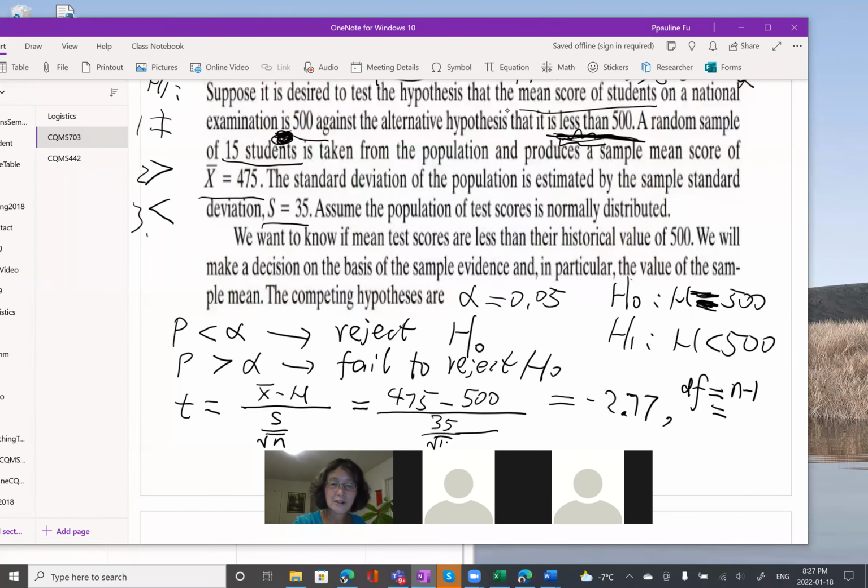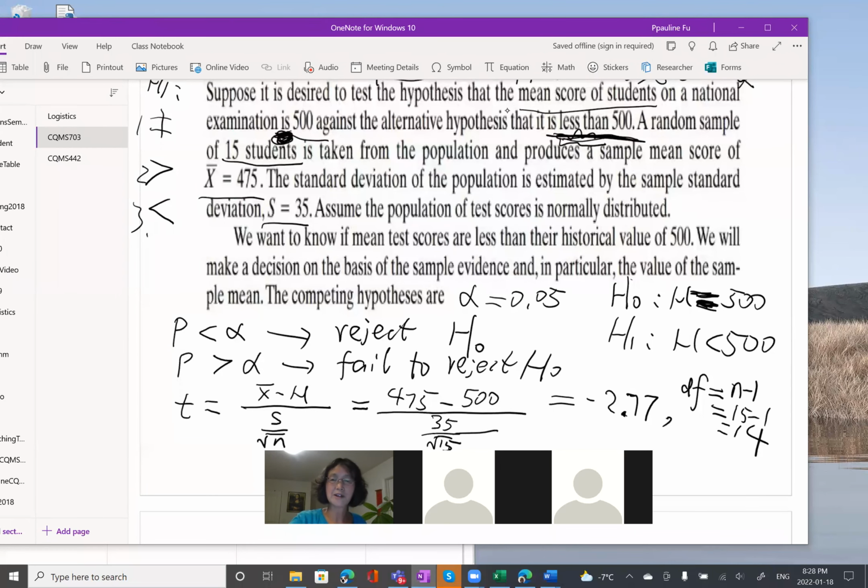Square root of 15. The final answer is correct, negative 2.77. Okay, so sample size 15 minus 1 equals 14. So we get this test statistic. Now we find the p-value.